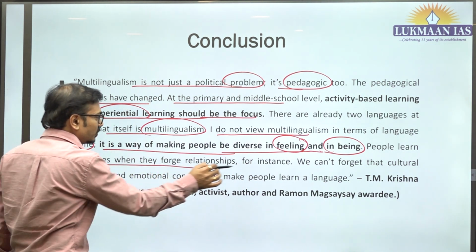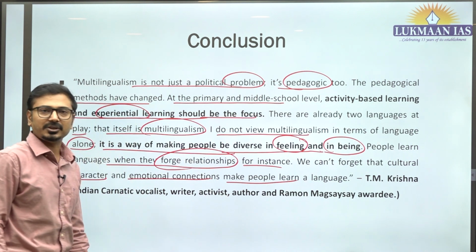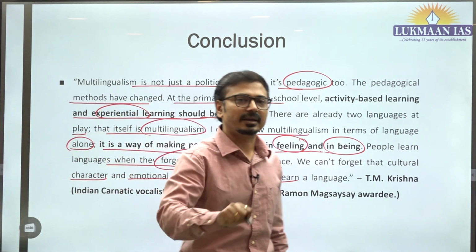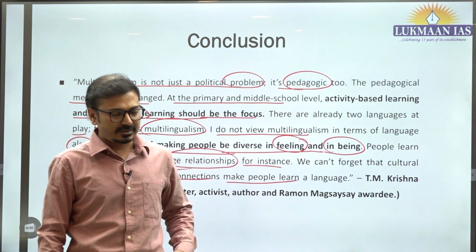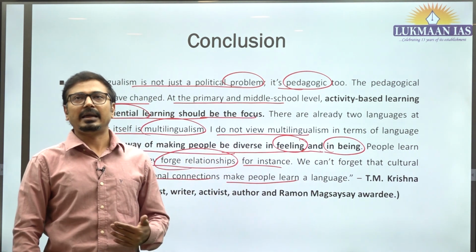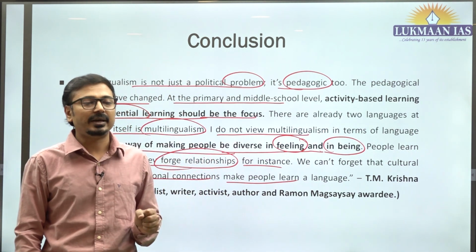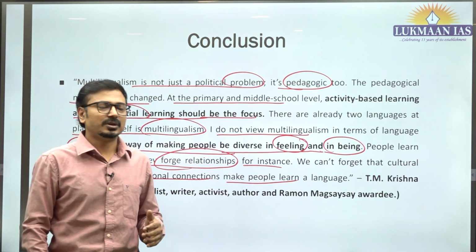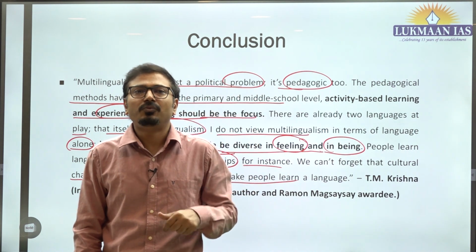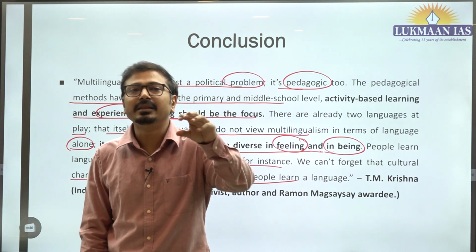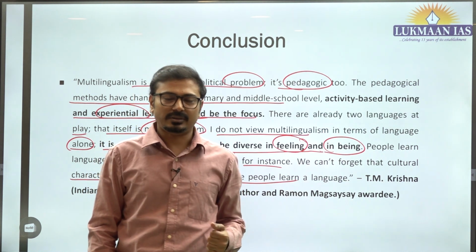People learn languages when they forge relationships. We can't forget that cultural character and emotional connections make people learn a language. So a forceful way is not the correct way of learning a language. There should be an urge from within. Two languages are fine, but the Tamil Nadu government can help the students by introducing the option of a third language at secondary school education. For example, suppose central government officials' families are living in Tamil Nadu, from Uttar Pradesh. For the children of those officials studying in a Tamil Nadu school, if they want to learn the Hindi language, there should be an option for that purpose.